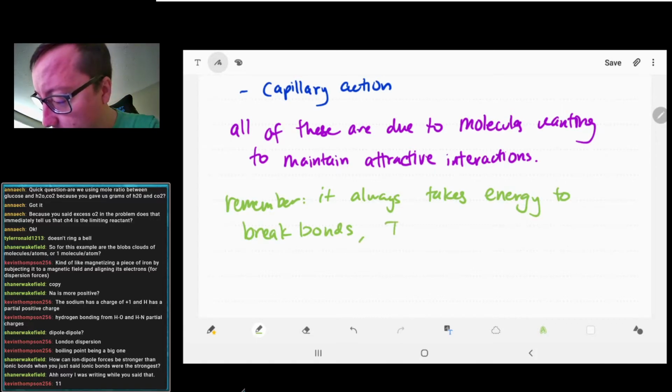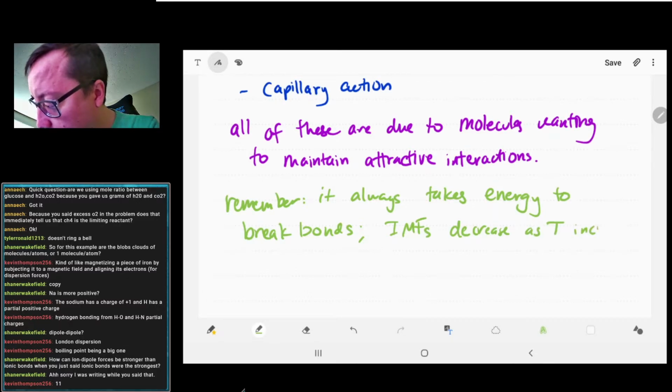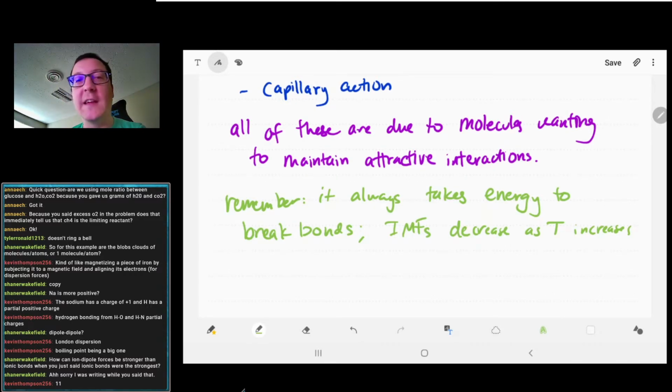And we are going to see IMFs will decrease as temperature increases. So, we made the comment in the gas chapter that gases tend to behave more ideally at high temperatures because we said gas molecules don't interact with each other. However, they would have London forces. If they were to get close enough and one of them happened to have those electrons on one side, that could create a small, attractive force between two gas atoms.